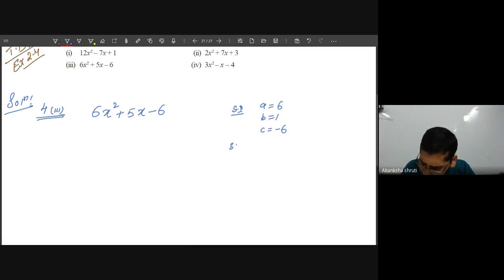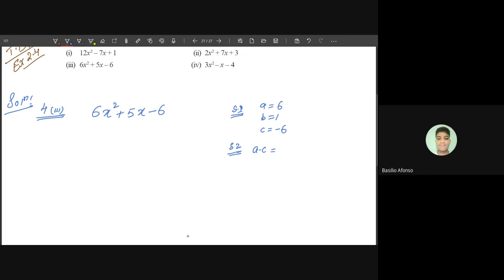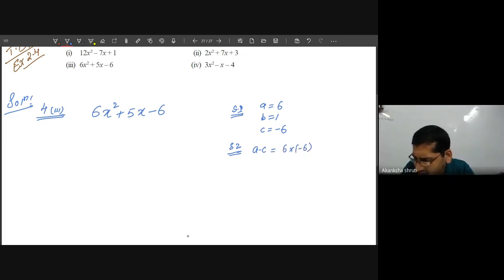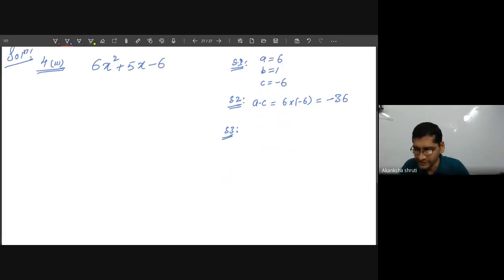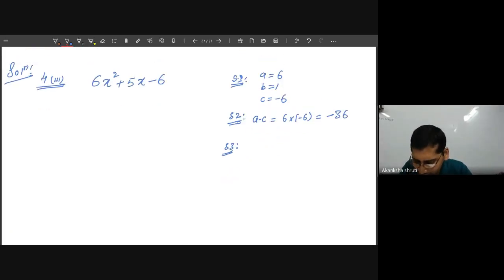Now, what is our step number 2? Step number 2 is that you have to multiply A and C. What is A into C? 6 into minus 6, it will give us minus of 36. Student, so the next step, step number 3 is that we have to write all the factors of 36. It is not 36 but minus 36. But the product of two factors we have to take only. So you have to split this as the product of two factors.